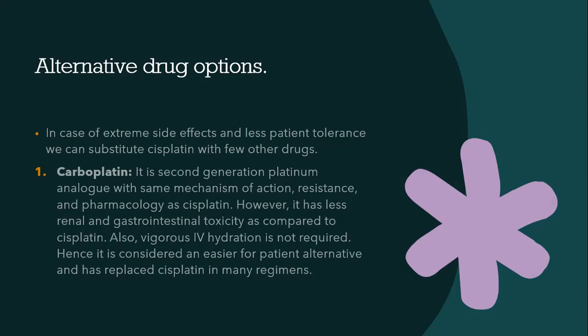Although it has the same mechanism of action, mechanism of resistance, and pharmacology, it causes significantly less renal and gastrointestinal toxicity. The only toxicity caused by this drug, due to which we may have to limit the dose, is myelosuppression. Another advantage of using carboplatin is that we do not need intravenous hydration, as is necessary when cisplatin is part of our regimen. All these properties make carboplatin much easier to administer to patients and hence it replaces cisplatin in many chemotherapy regimens.